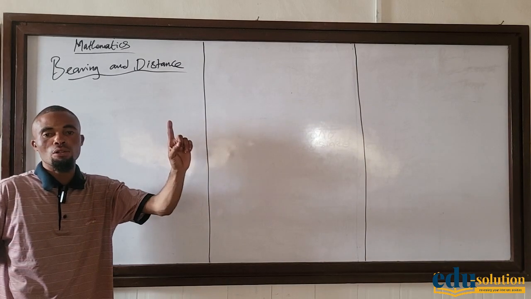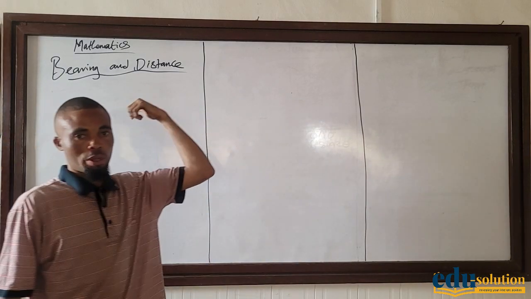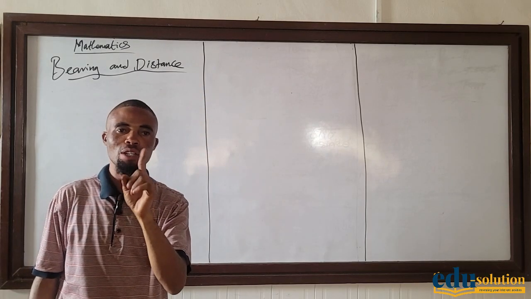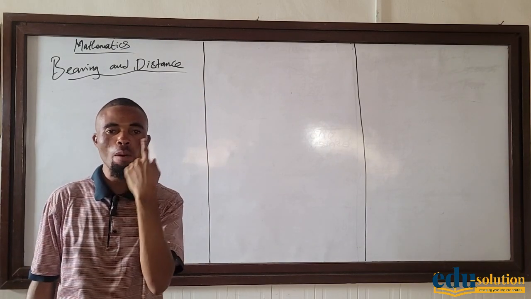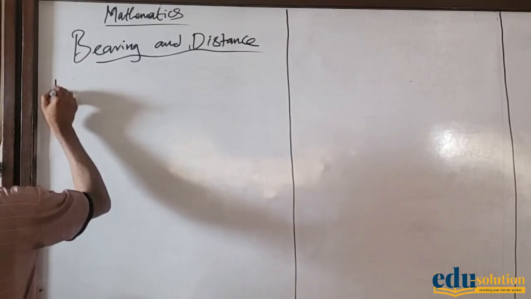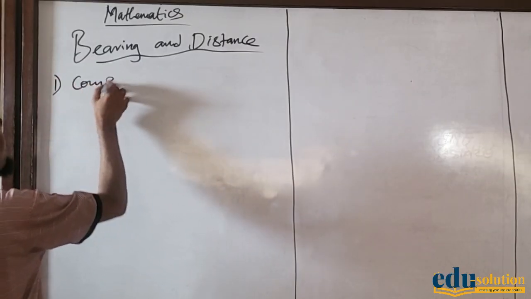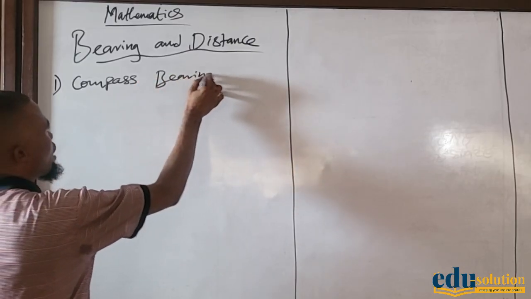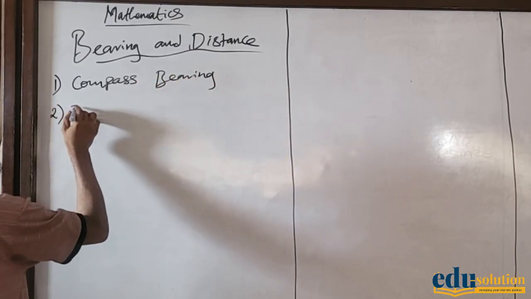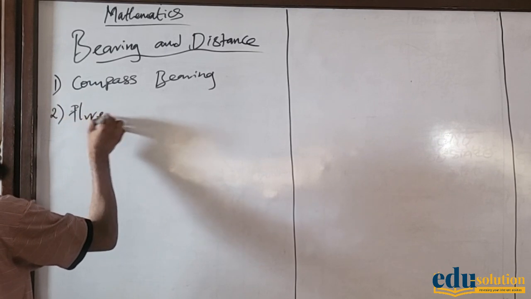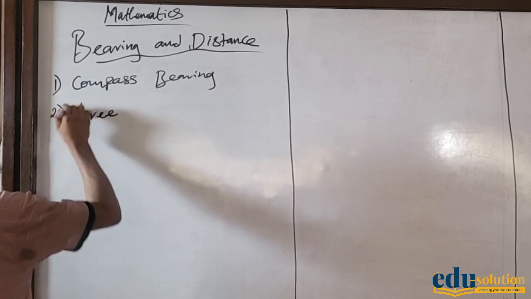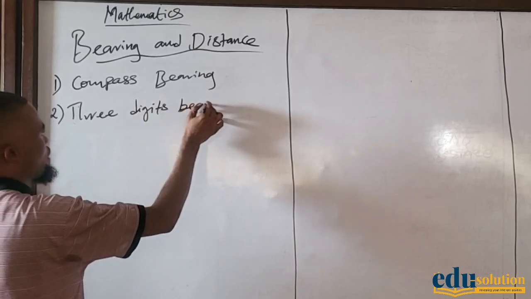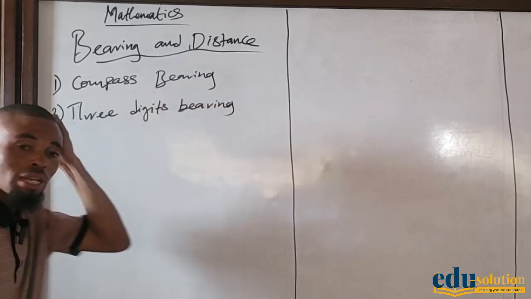In your junior secondary school, you were taught this topic. That was where it was introduced, bearing and distance. And of course, you would have been taught that there are two types of bearing: number one, compass bearing, and number two, the three-digit bearing. Okay, so these are the two types of bearing.